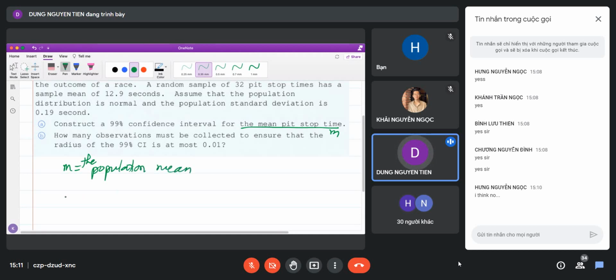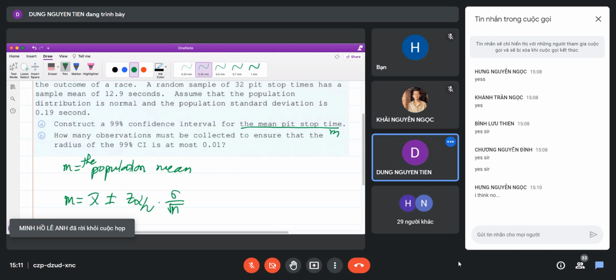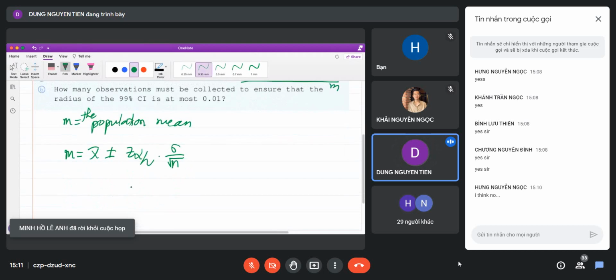You want to construct a 99% confidence interval. So M is X bar plus or minus the Z value times sigma over the square root of N. Is that okay? So you want to get a confidence interval. Am I right? This is the way you do it.